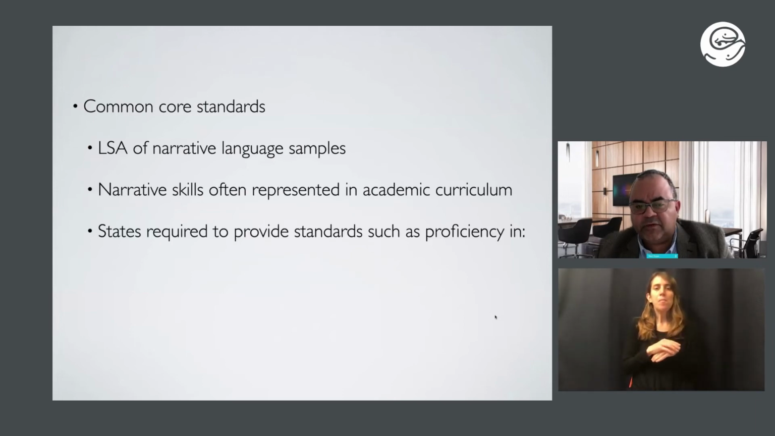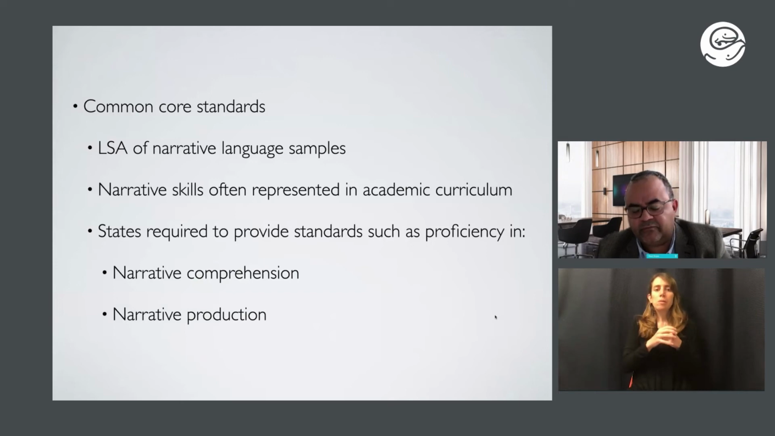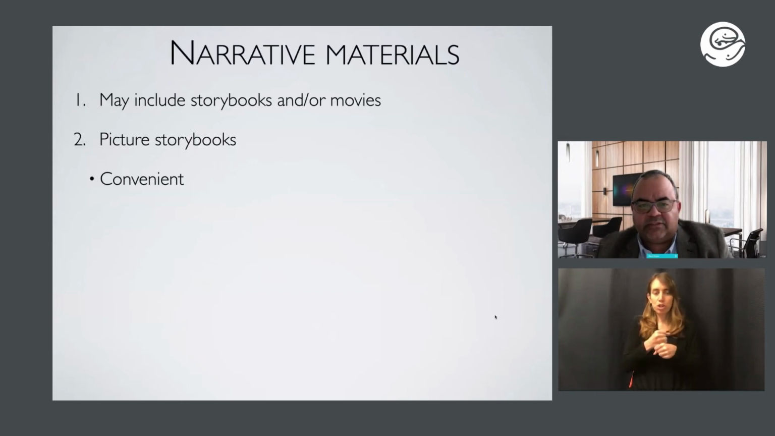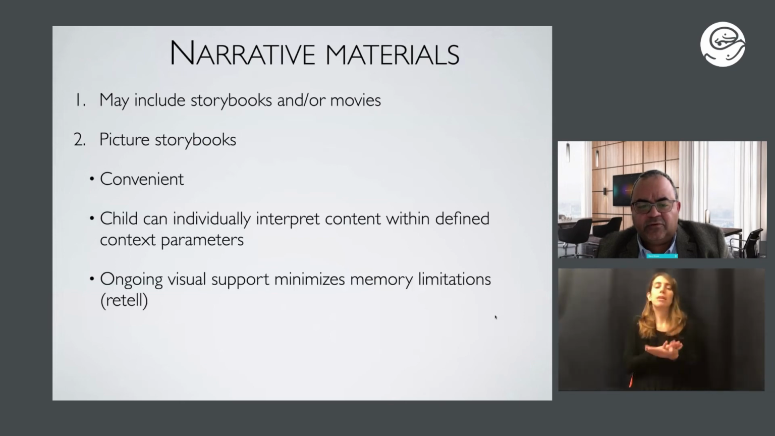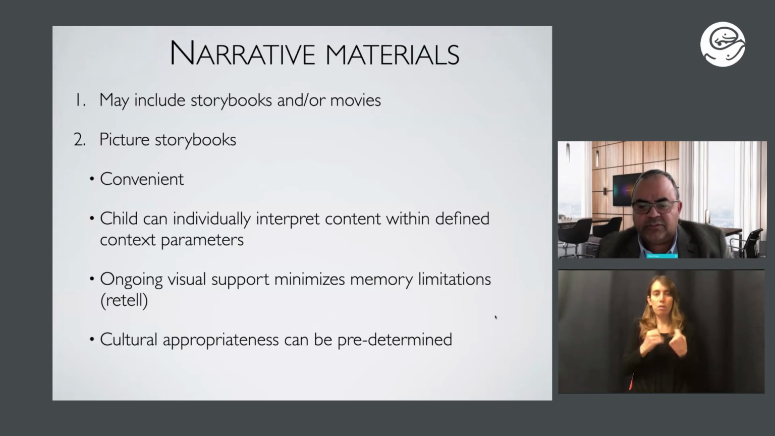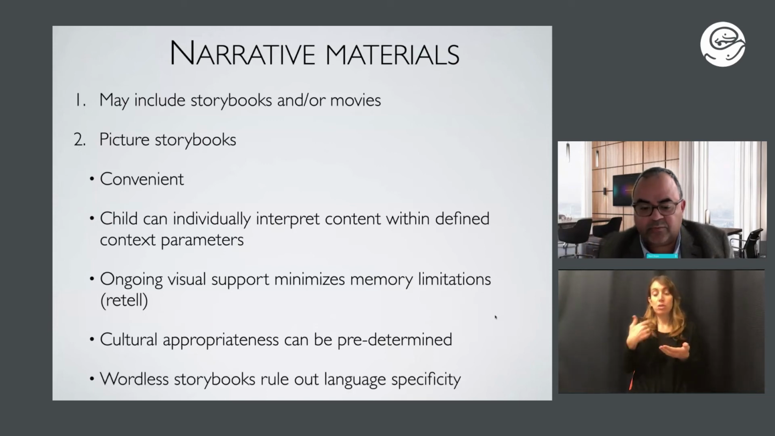It also meets Common Core standards that we tend to have in different states around the country, especially for narrative comprehension and production. So in terms of the task, it's nice. You can include lots of different tools. One of the ones that I'm going to advocate is to use storybooks and ideally have wordless picture storybooks, right? Doing that gives kids visual supports. It doesn't make them remember a bunch of things. And you can look at these books ahead of time, make sure that they're culturally appropriate.